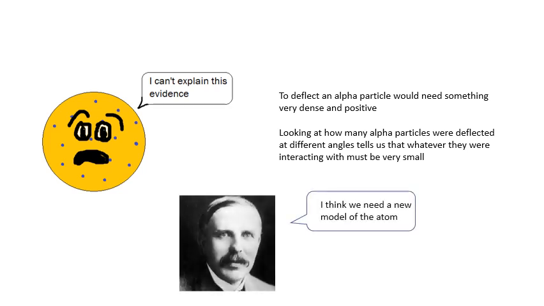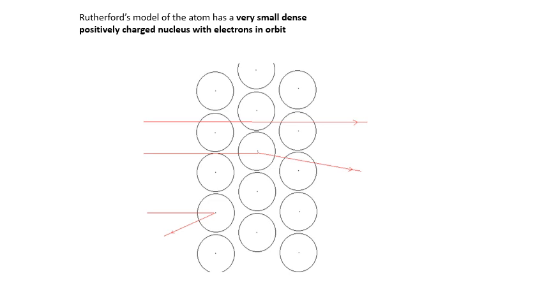So Rutherford had a big think about it, and he did the math, and he came up with a new model of the atom, which is very similar to what we think of atoms as now, at least at GCSE. Rutherford's atom has a very small, very dense positive nucleus, and then electrons whizzing around the outside. So basically, Rutherford came up with the idea of a small positive nucleus.